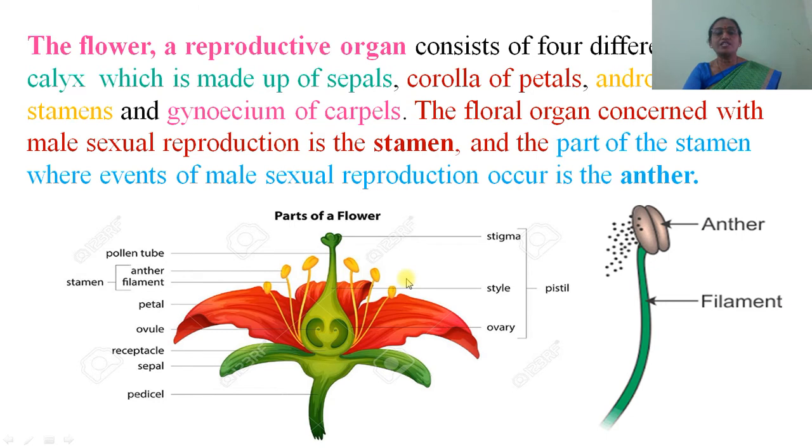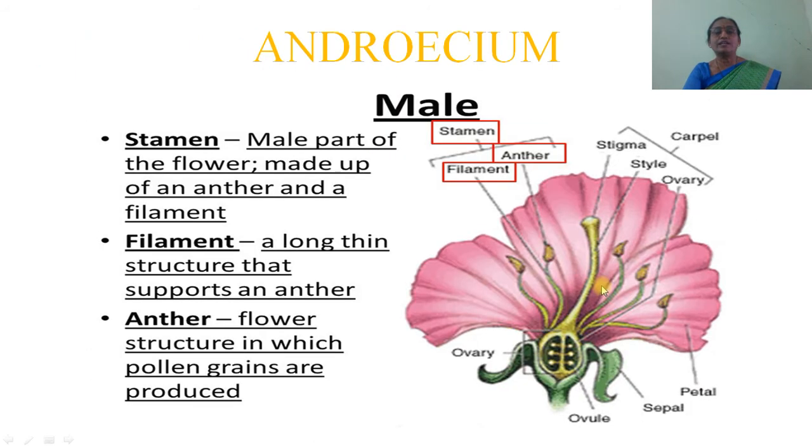This is the LS of flower, which shows calyx, corolla, androecium and gynoecium, and of them the part which is related with male gametophyte or male gamete formation is the stamen. Stamen consists of a long filament, and there are 2 anthers. Inside the anther, pollen grains are produced. Now we will see how they are.